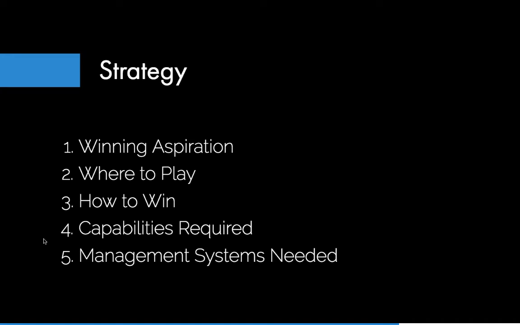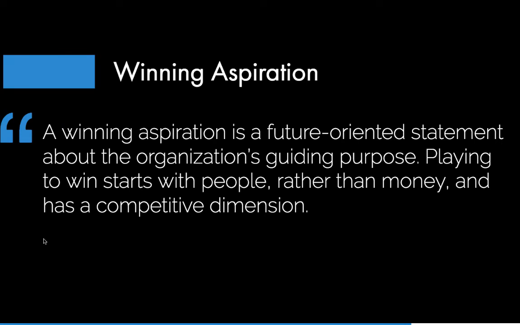Now, strategy can be described by these 5 basic functions or order. This strategy method is based on the Play to Win strategy by Roger Martin of the Harvard Business Review. So it's about creating a winning aspiration, picking where to play, and choosing how to win, and then building capabilities and management systems in order to learn how to win. So let's go through them one by one.